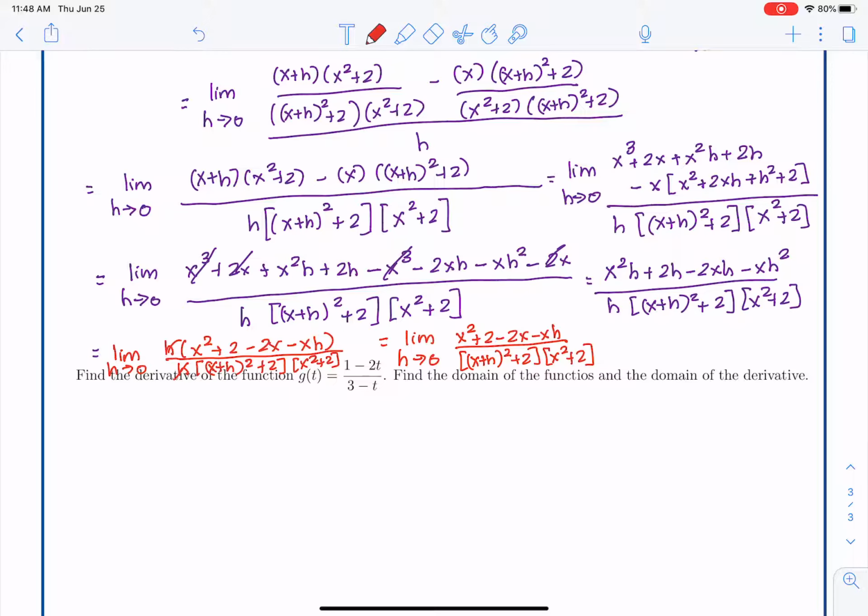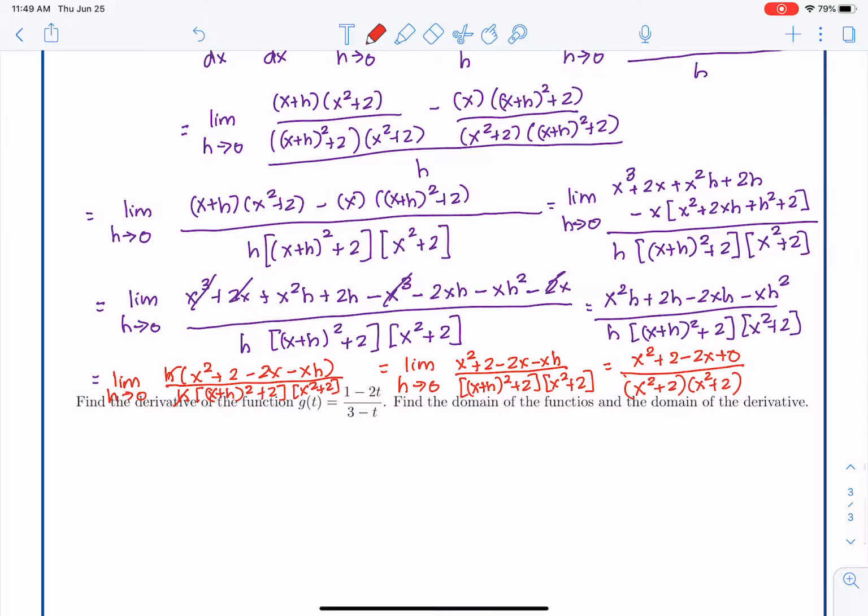If we apply the limit, the numerator would simply be x squared plus 2 minus 2x plus 0 divided by x squared plus 2 times x squared plus 2. So the derivative here is x squared minus 2x plus 2 divided by x squared plus 2 squared. And this derivative would exist on the entire domain of the function because there aren't any discontinuities. So that is how we find the derivative here.